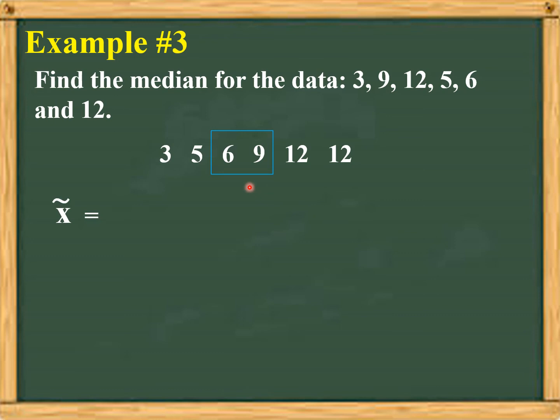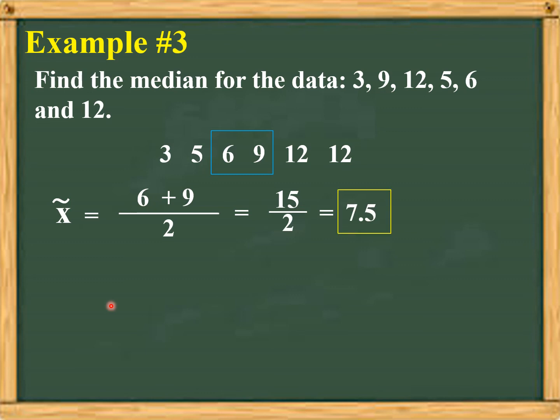So, we have median equals 6 plus 9 over 2. What is 6 plus 9? We have 15 over 2. So, 15 over 2, we have 7.5. Therefore, for example number 3, the median is 7.5.